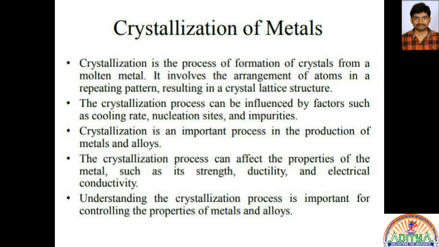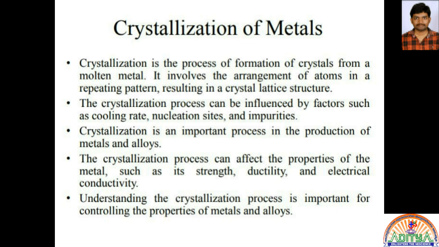For example, when a molten metal like copper is cooled slowly, it forms a crystal lattice structure. The copper atoms arrange themselves in a face centered cubic structure, that means FCC structure, which is a repeating pattern of atoms. These types of structures will be discussed in this lecture too.